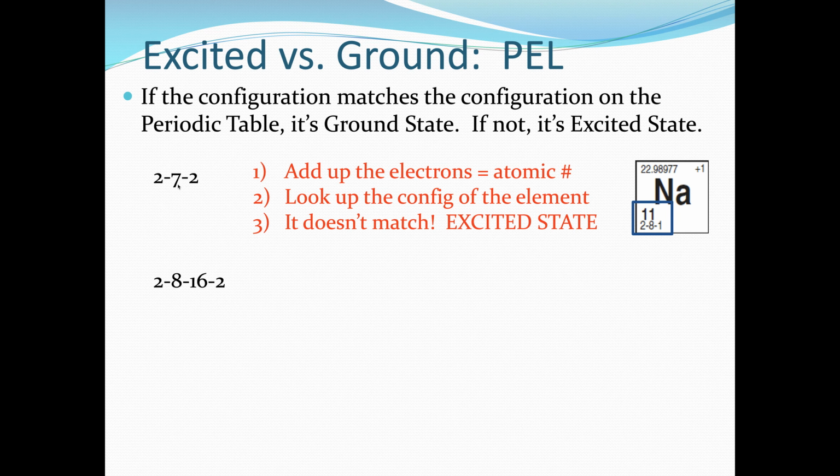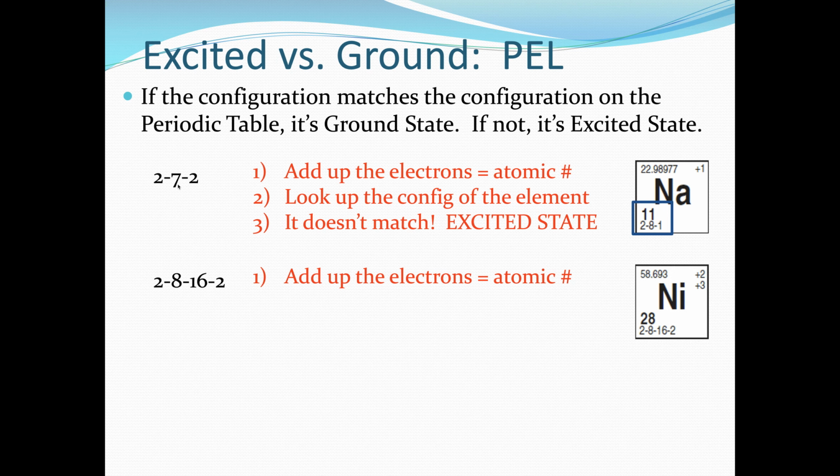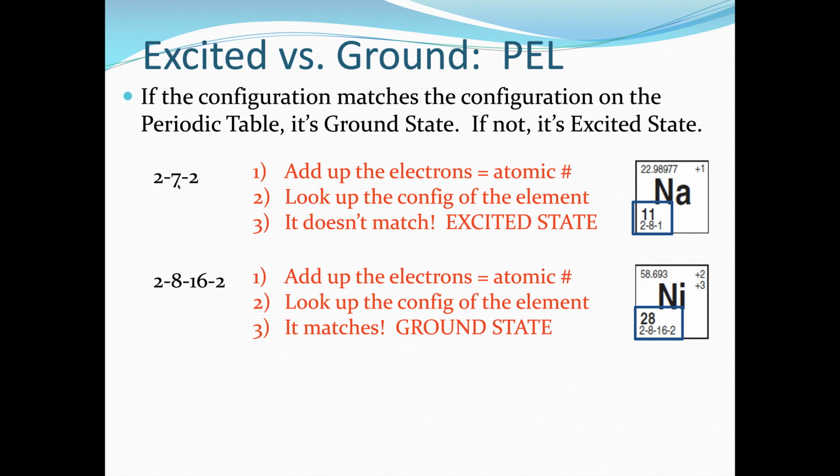2, 8, 16, 2. Let's add these up. 2 plus 8 is 10, plus 16 is 26, plus 2 is 28. That's nickel. Nickel's configuration is, oh, would you look at that? 2, 8, 16, 2. It matches. Therefore, it's the ground state.